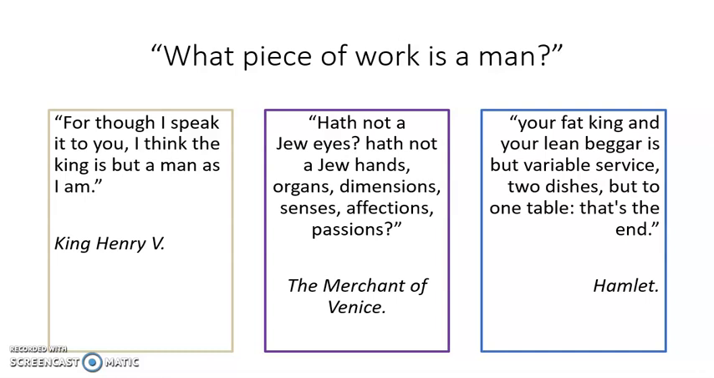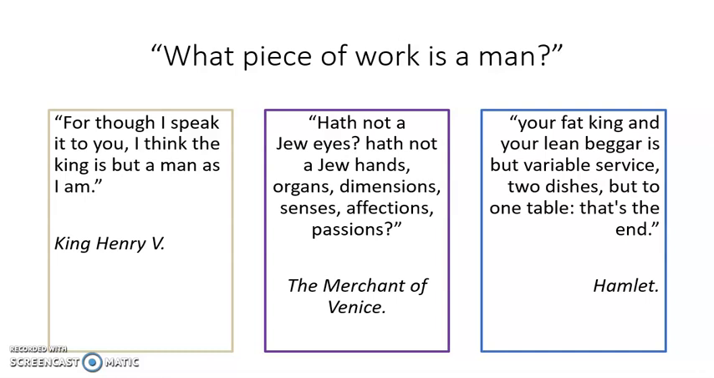In King Henry V, King Henry says to Michael Williams, "For though I speak it to you, I think the king is but a man as I am." So he thinks the king is but a man, is just a man. This is, of course, complicated by the fact that he says the king is just a man as I am, because he is the king, and he is saying the king is just a man like I'm a man. But he's the king saying that. So that's a little bit complicated.